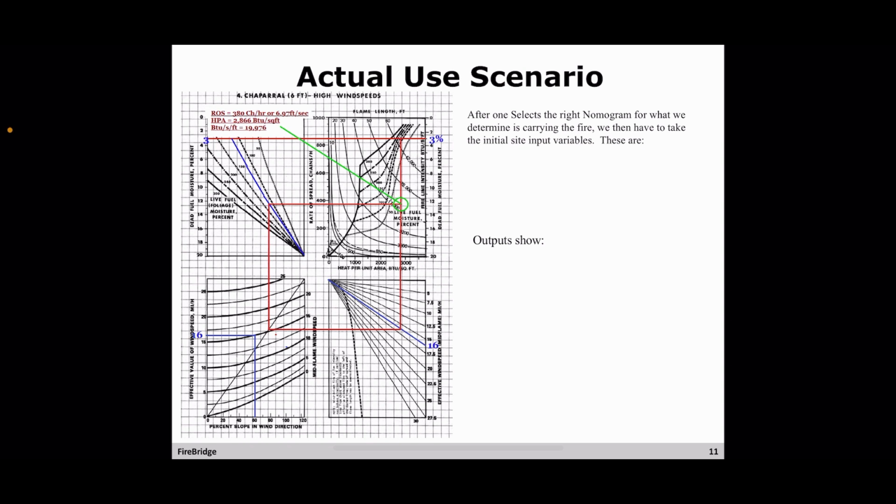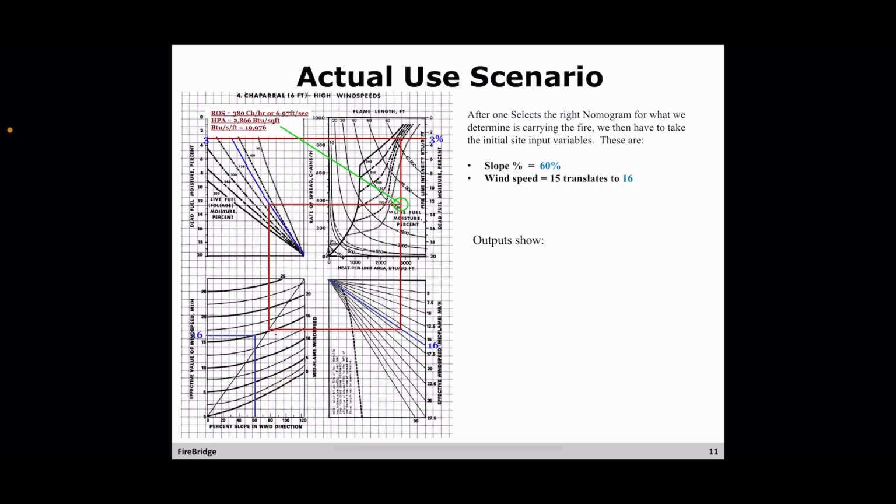So for an actual use scenario, we'll use a mock-up here. So this is kind of moving, but the chaparral is typically what you find in the California, Sierra Nevada mountain ranges in Southern California, okay? But after one selects the right nomogram for what they determine is carrying the fire, we then have to take the initial site input variables, and these are the slope percent, so we'll say it's 60% here, as you can see in the lower left corner. The wind speed, 15 miles an hour, translates to 16 miles an hour.